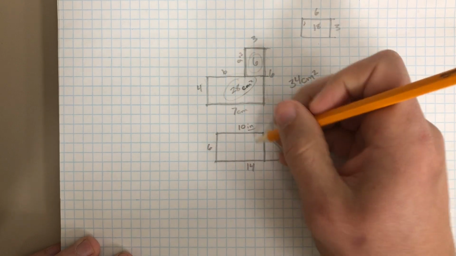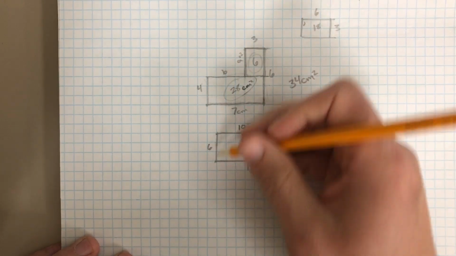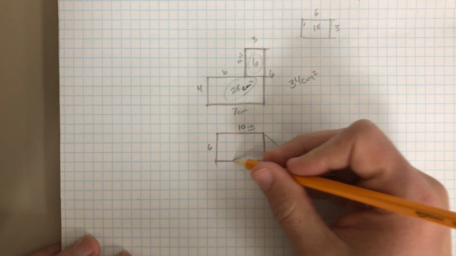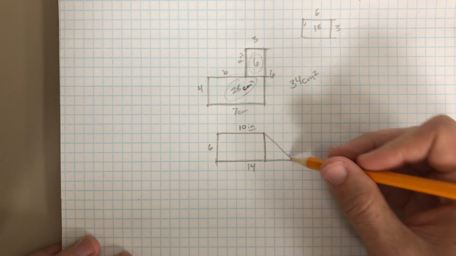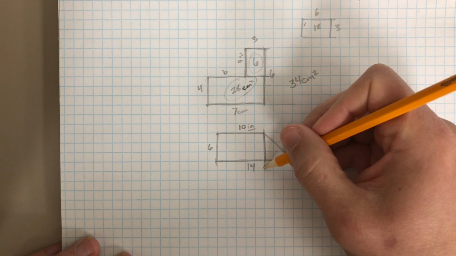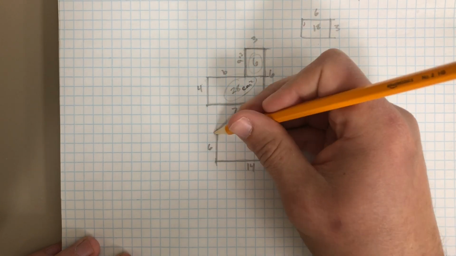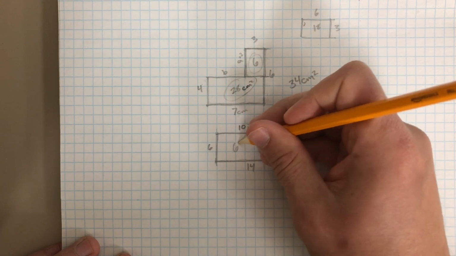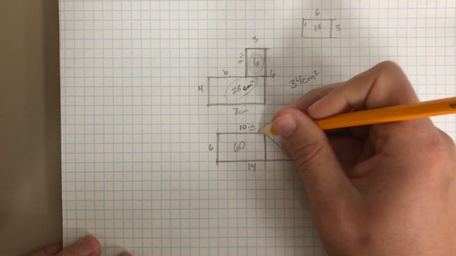Now, what is the area of this rectangle? Now, sometimes students will say, oh, it's 6 by 14, but it's not 14 because 14 goes all the way to here, and this rectangle stops right here. So this rectangle is a 6 by 10. 6 by 10, which is 60. Okay, so that rectangle is 60.